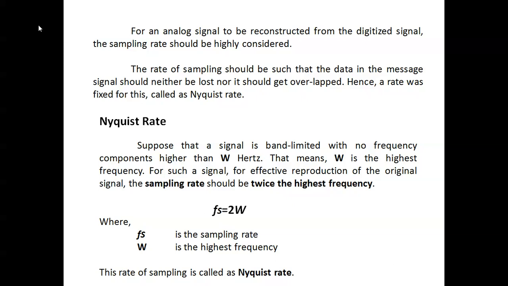We consider W, where W is the highest frequency. For effective reproduction of the original signal, the sampling rate should be twice the highest frequency. That is called the Nyquist rate. Fs is equal to twice the highest frequency, and the highest frequency we call W. So Fs is the sampling rate and W is the highest frequency. This rate of sampling is called the Nyquist rate.